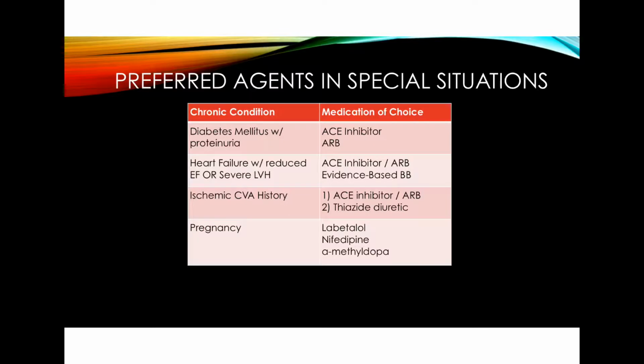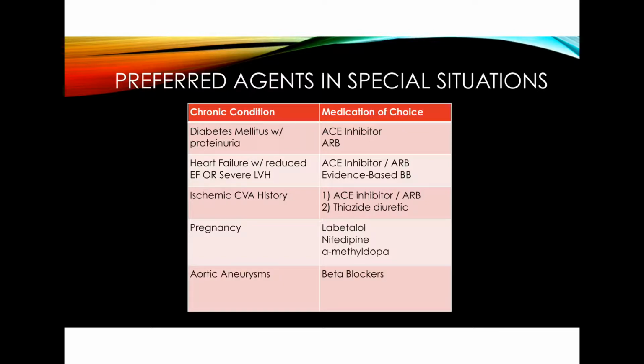In pregnant women, it's not recommended at all to place the patient on ACE inhibitors or ARBs. The preferred agents have become labetalol, nifedipine, and alpha-methyl-dopa, with hydralazine sometimes used in emergencies. For aortic aneurysms, beta blockers are recommended as they reduce both the heart rate and the shear stress on the vessel wall, and this will decrease the chances of the aneurysm rupturing.